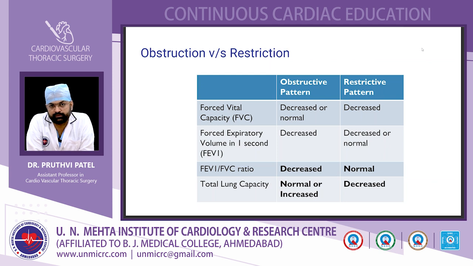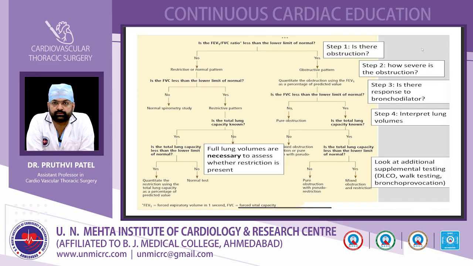So overall, total lung capacity is normal or increased. They will have a barrel-shaped chest due to this. And in the restrictive pattern, forced vital capacity is reduced because overall lung capacity is reduced. Then FEV1 can be normal or decreased because it is a rate. So the rate will be normal, but total lung capacity will be reduced. So the FEV1 to FVC ratio also will be normal in restrictive lung patterns.